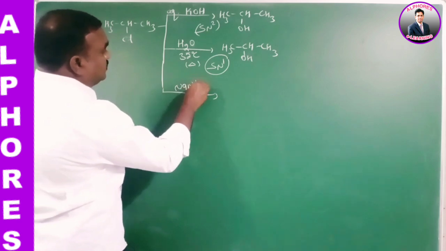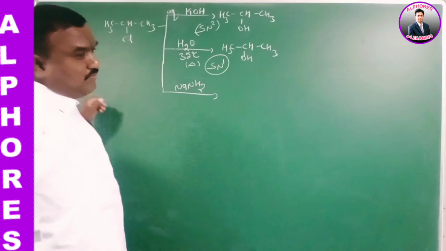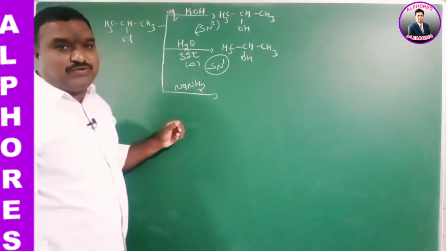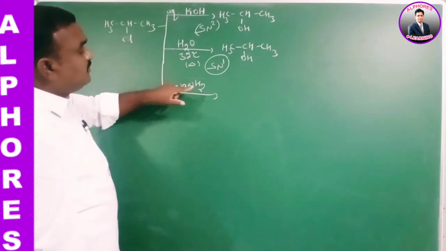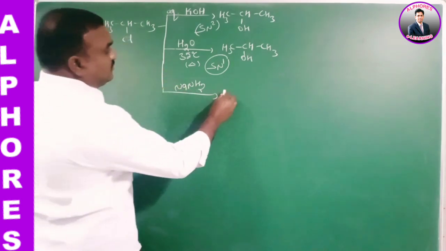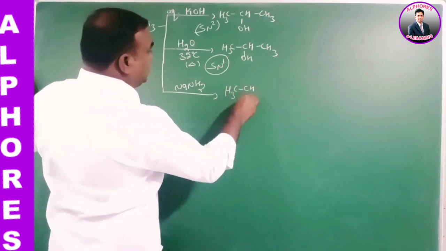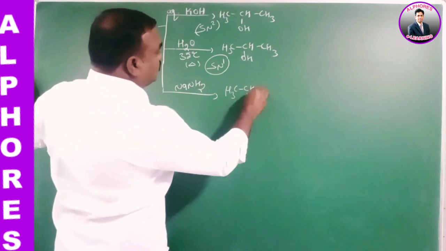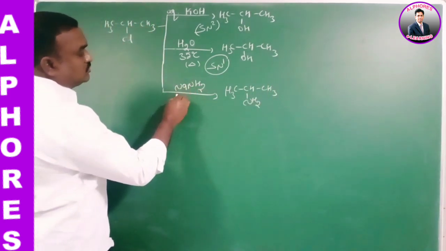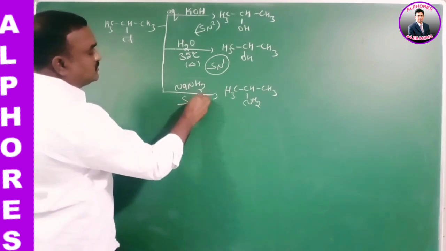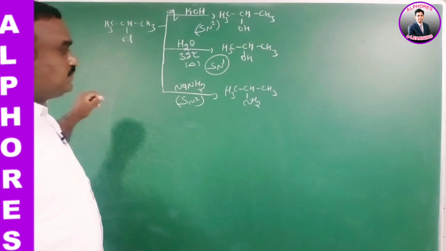For example, NaNH2 is given. NaNH2 means which is the nucleophile? NH2 minus is the nucleophile. A strong nucleophile is given, so Cl minus is replaced by NH2. An ionic nucleophile is given. So here CH3, CH, the Cl is replaced by NH2 group. The product is 2-amino propane. So NaNH2 is given, the stronger one, which means the mechanism is SN2.